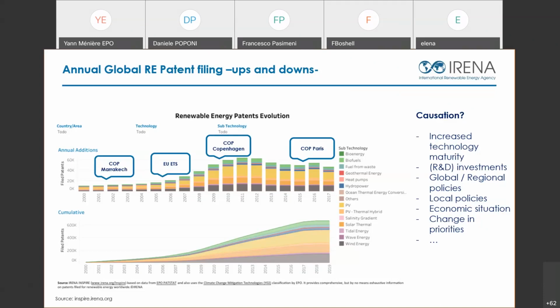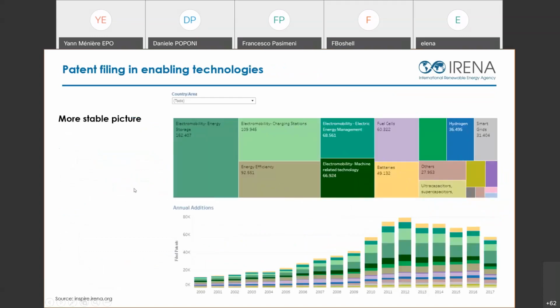But of course, this kind of analysis needs to be supported by more factors. But this is the kind, I think, of ideal case we would like to see as policymakers, to better understand what instruments actually are having an impact on incentivizing innovation.